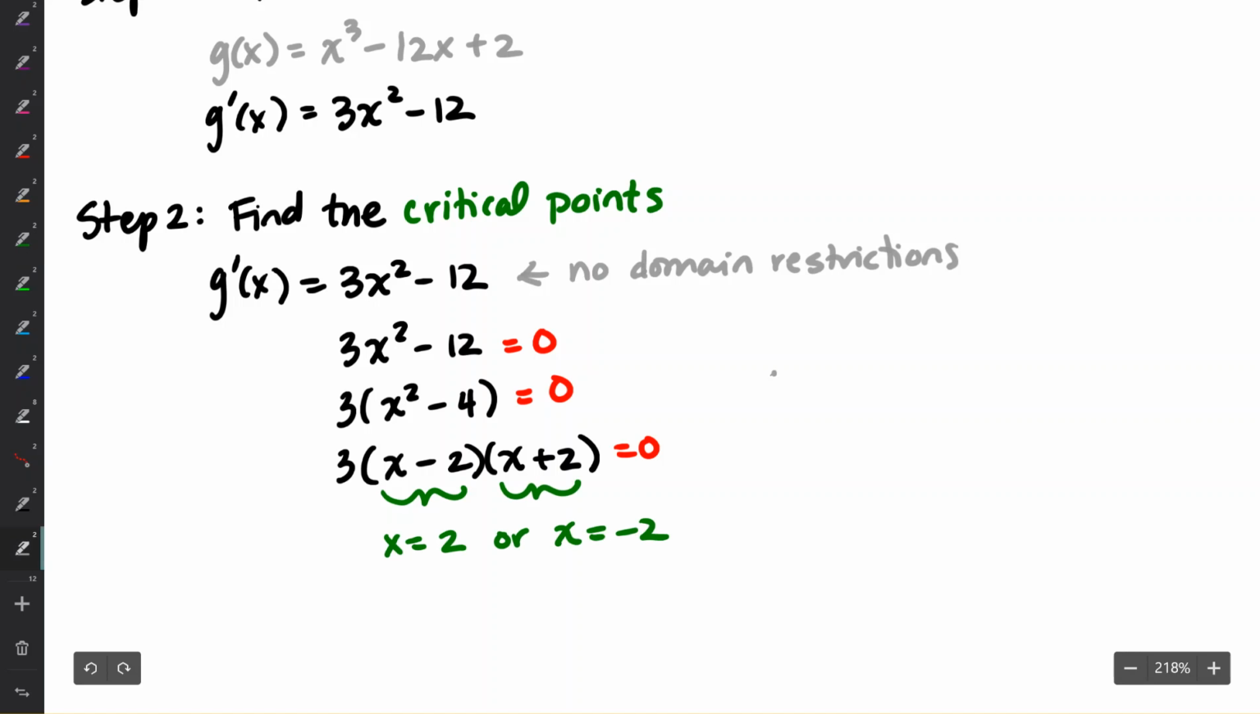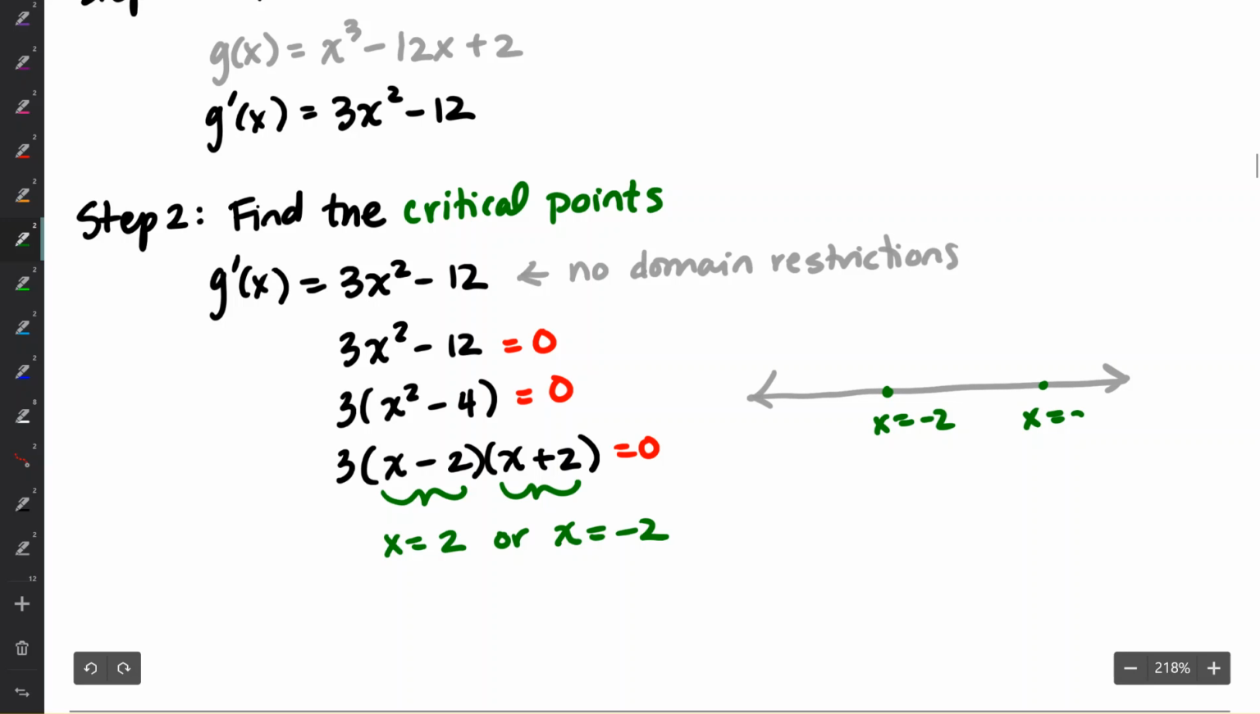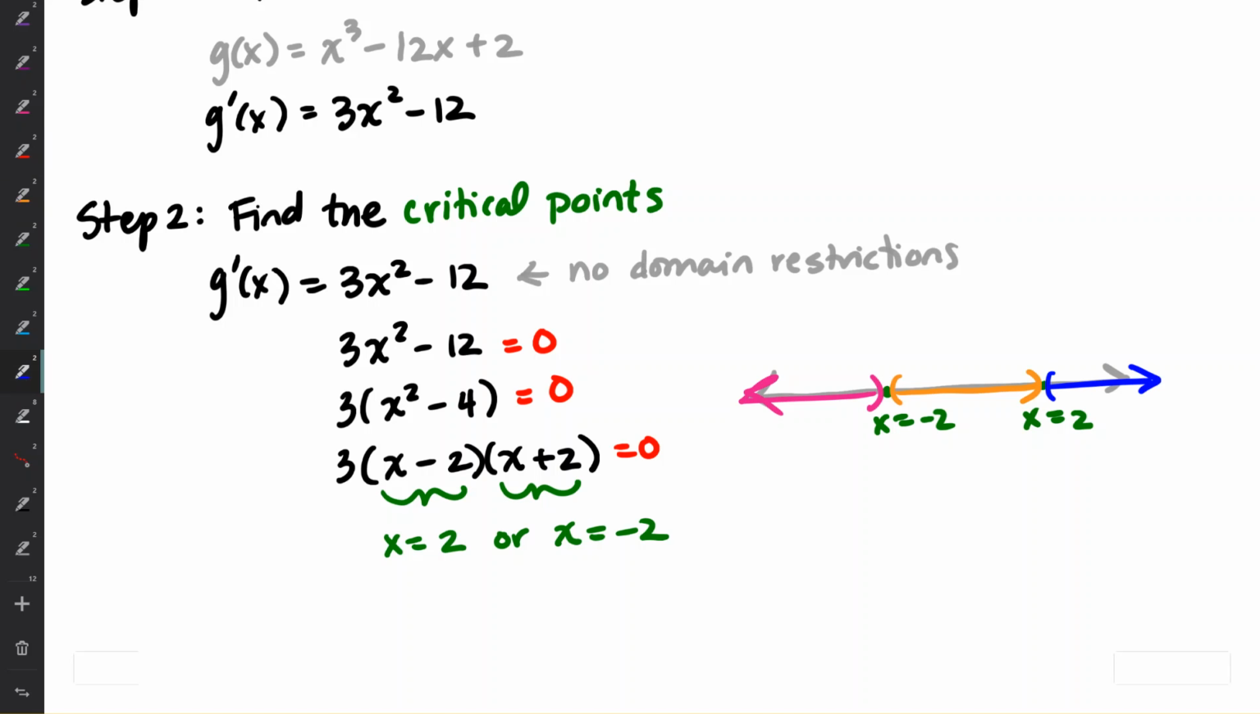And again, what these critical points are doing is they're dividing up my domain into, in this case, these 3 intervals. You know, x values less than minus 2, x values between minus 2 and 2, and x values greater than 2. And those are the places where there's only one of two options. Either my first derivative is positive or my first derivative is negative. So now we're going to go ahead and do a sign test on g prime.